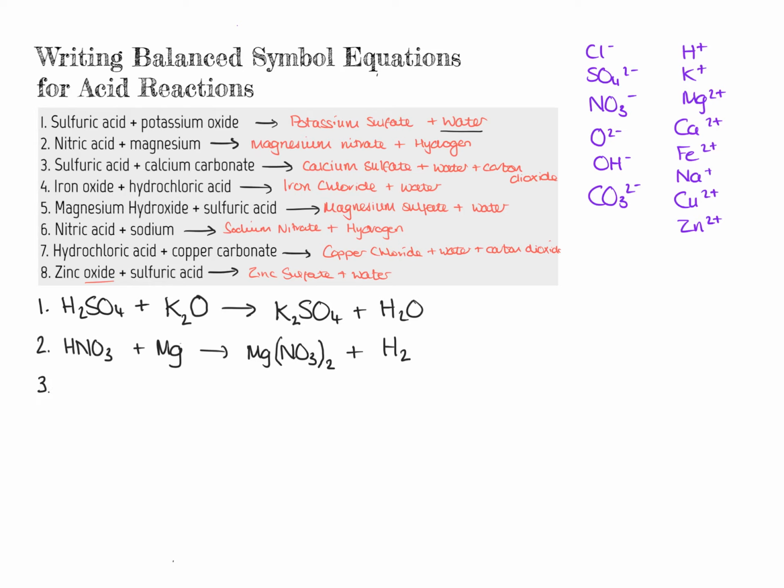Okay, number 3. Don't forget, at any point you can stop, pause this video and try and do the rest yourself, but I'll carry on. So we've got sulfuric acid, which is H2SO4, plus calcium carbonate. So we've got calcium, which is Ca, and the charge on calcium is 2+. And carbonate, which is CO3, and the charge on carbonate is 2-. Now, because we've got equal numbers of positive and negative charges, that's fine as it is. We don't need to have any more ions, so we can get rid of that working out. And the formula for calcium carbonate is just CaCO3.